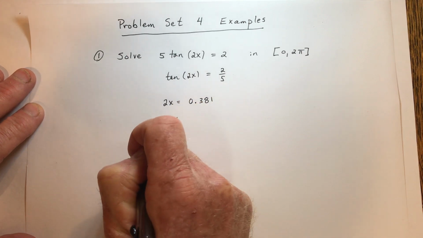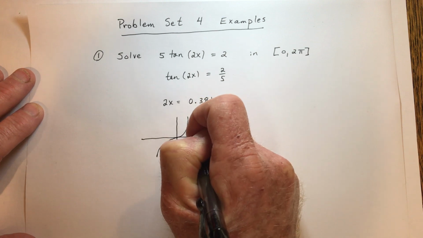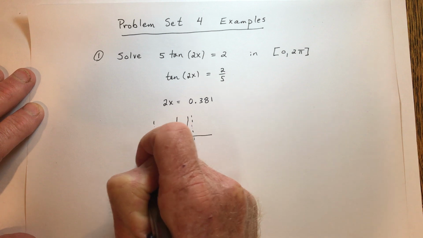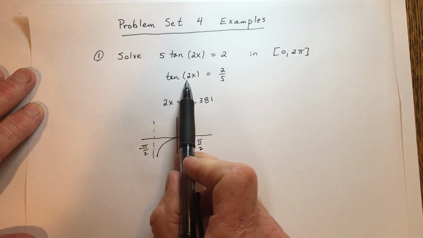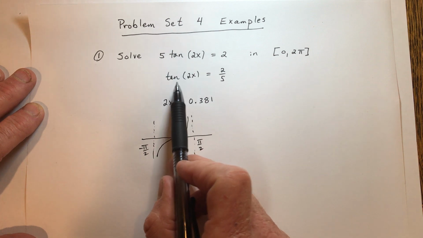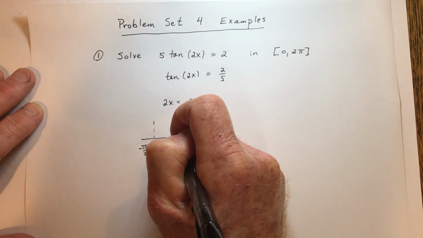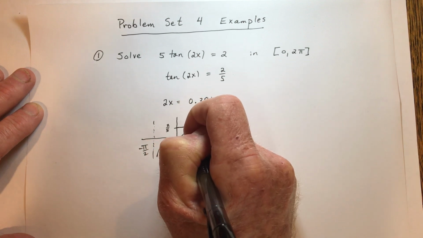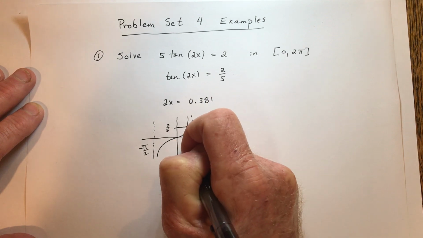So right now, what I do is I look at the tangent function, just regular tangent function. It's got these two asymptotes at negative pi over 2 and positive pi over 2. And then this equation is saying, look at the tangent graph. For the moment, I'm just ignoring the 2x part. Look at the tangent graph. When does it equal 2/5? So here on the y-axis is 2/5. And if you go across, that's going to be the 0.381.